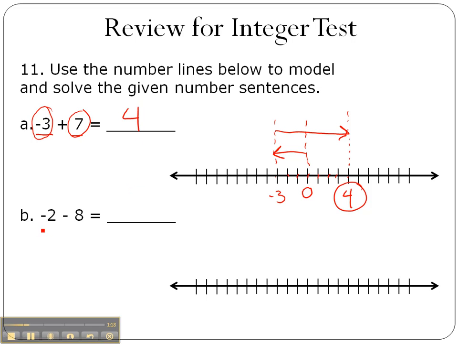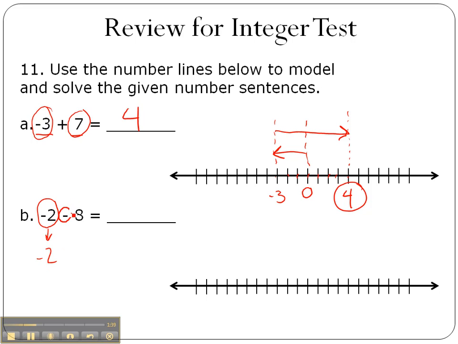Second number sentence is integer subtraction. Now, I know some of you modeled this directly on the number line as a subtraction problem. If you're comfortable with that and you've been getting the right answer that way, that's okay. I prefer to use boss change twice to turn it into an addition problem, so that's what I'm going to do here. The boss is -2. Don't mess with the boss. Remember, boss change twice. Rewrite the boss.